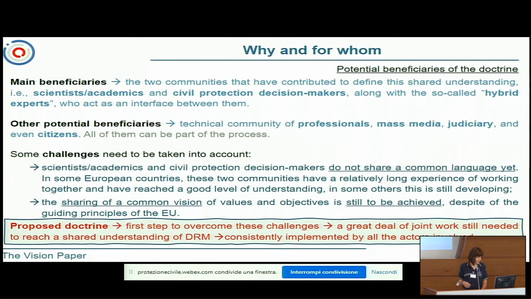And most of all, it's important to share a common vision of values and of objectives that still need to be achieved. So what we are doing, we are proposing this first version of a doctrine that's a first step to overcome the challenges that are presented. Of course, we know that we need a great deal of joint work to reach this shared understanding of disaster risk management, and that it has to be consistently implemented by all the actors involved.